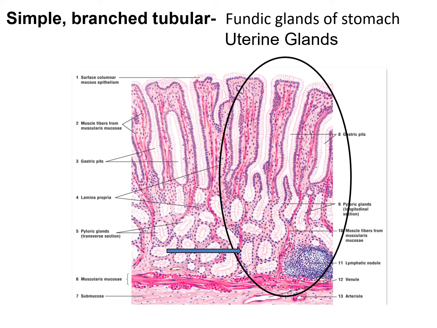Another thing which you need to remember is that these simple branched tubular glands, usually again we say that there are no ducts present. Another place where we see them is in the uterus. The uterine glands are also an example of the simple branched tubular glands.